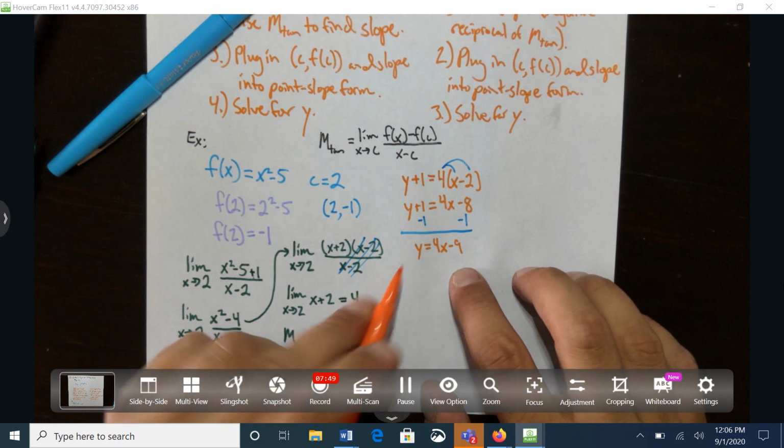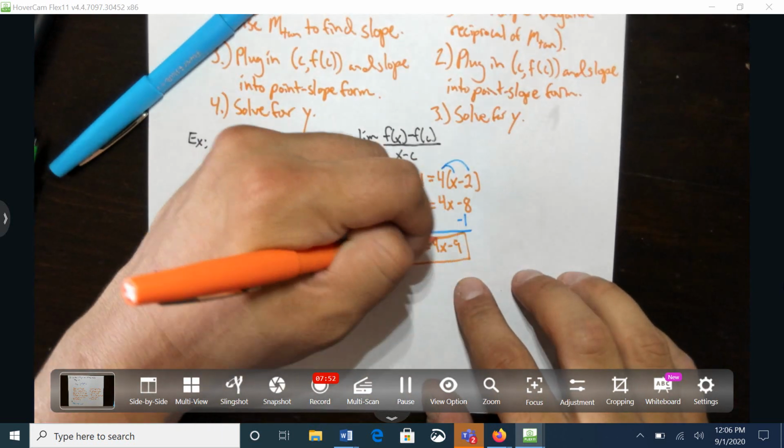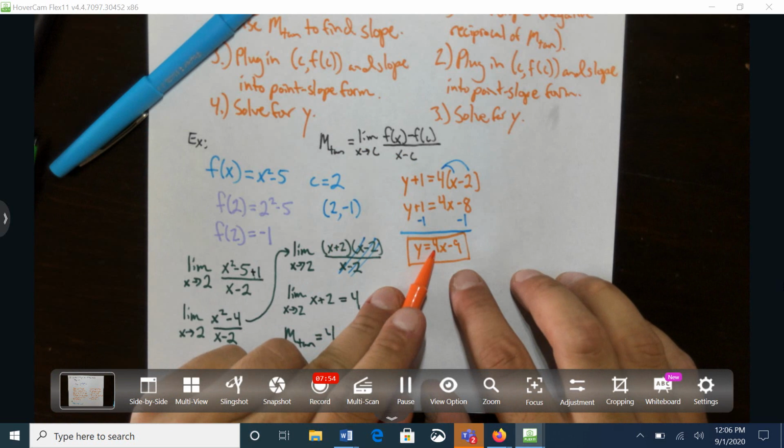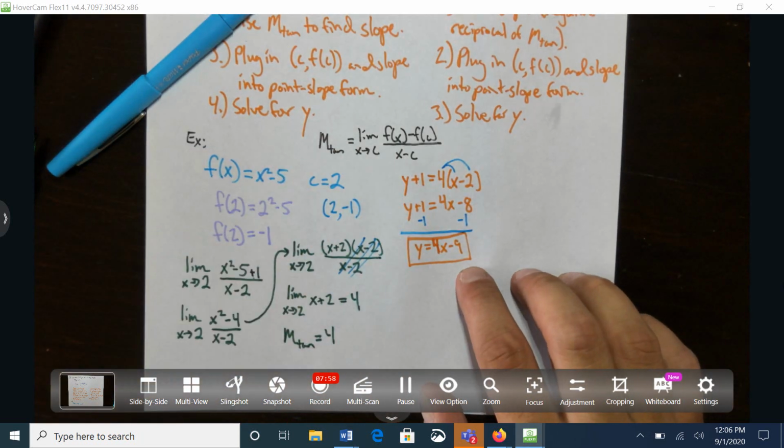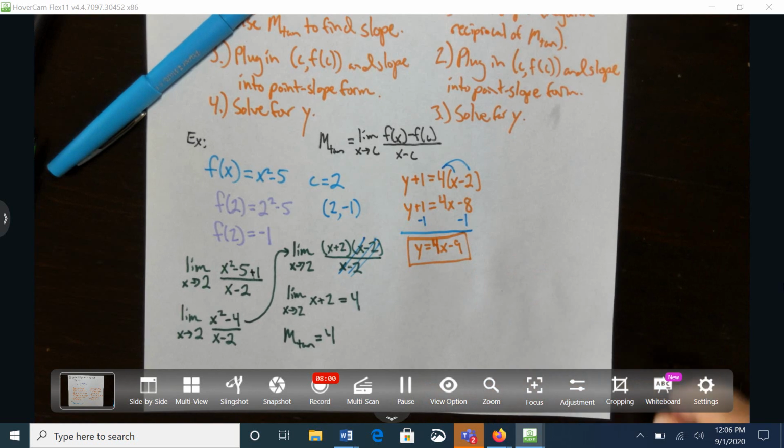And this is the equation of our tangent. Oh, that looks like a 9 now. It should be 4x. You know what I mean. 4x minus 9. Okay, so that's the equation of our tangent line.